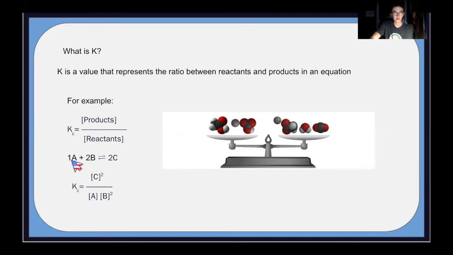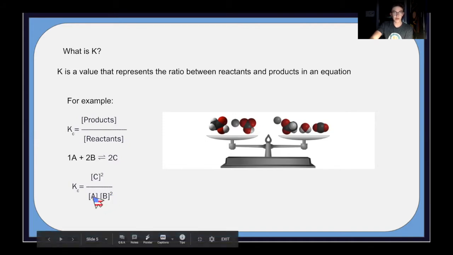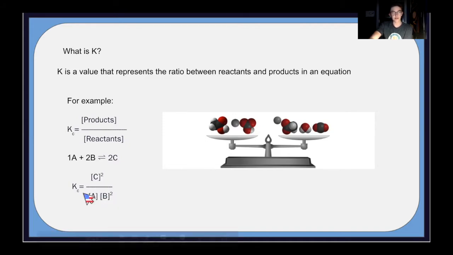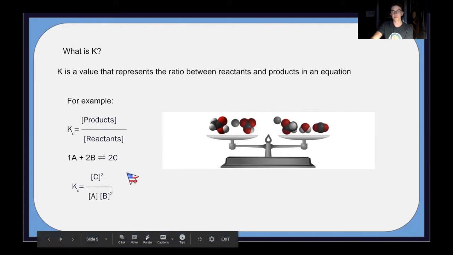Then we will take a look at this simple reaction right here. And we can see that we take our products, the C here, and we put those in the top of our equation, and we take our A and our B and put them in the bottom. Now we take the mole amounts of each of these products and reactants and we put them in the power spot in the K equation. And this is what gives us a correct K value.